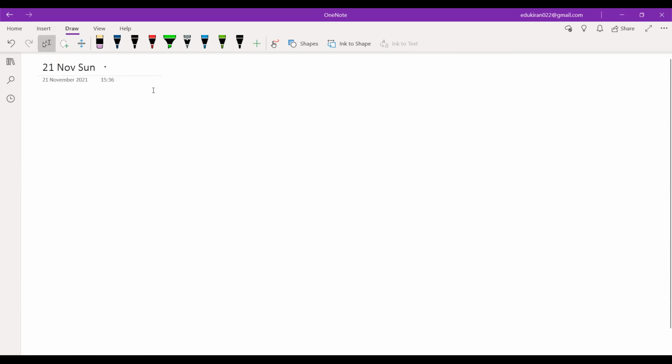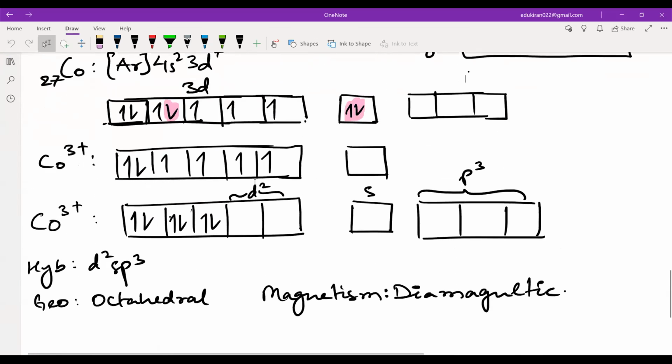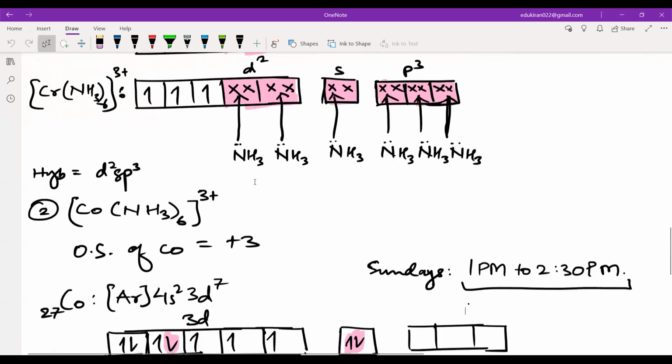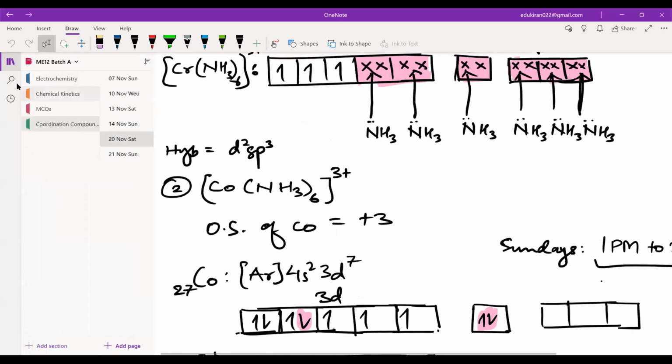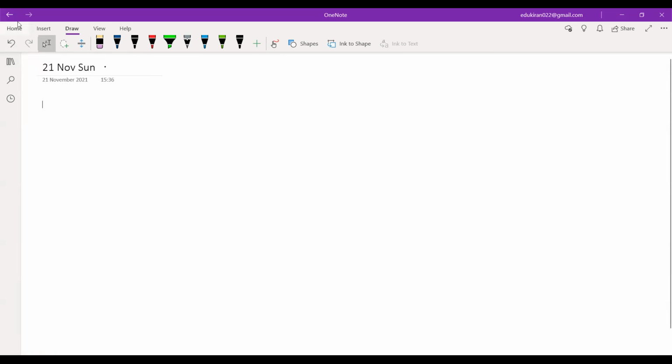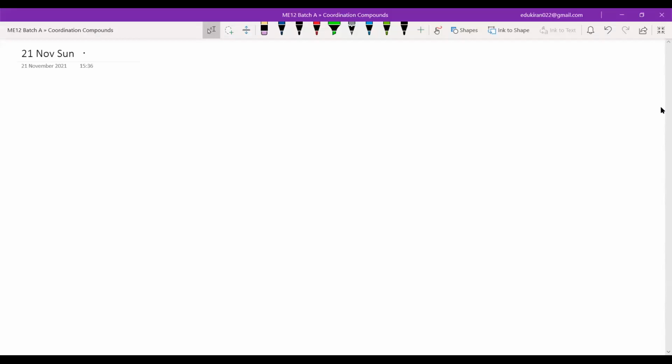So let us do some more now. Right, this will be example number 3. Other things that we have done: cobalt with NH3 and chromium with NH3 and cobalt with NH3. Let us look at what happens if we have the same cobalt, but the ligand is fluorine.